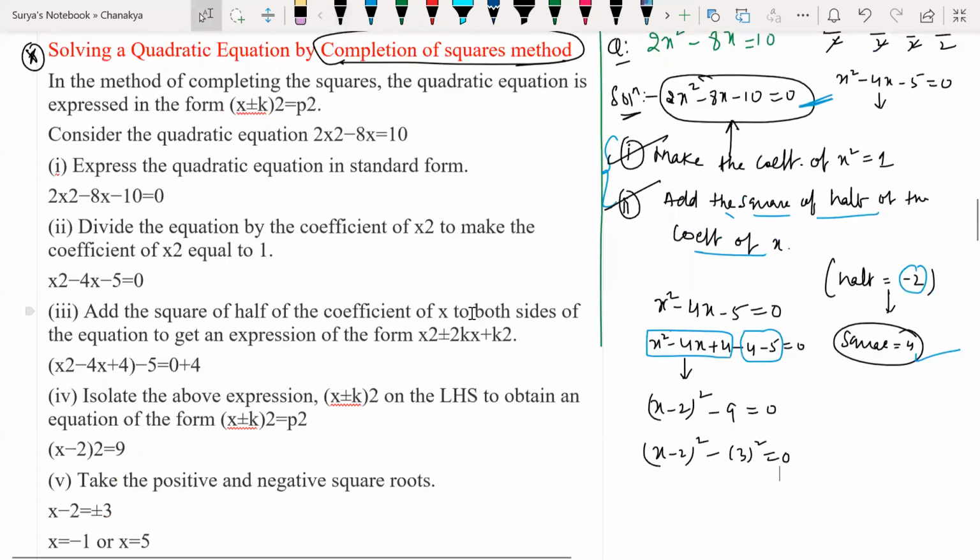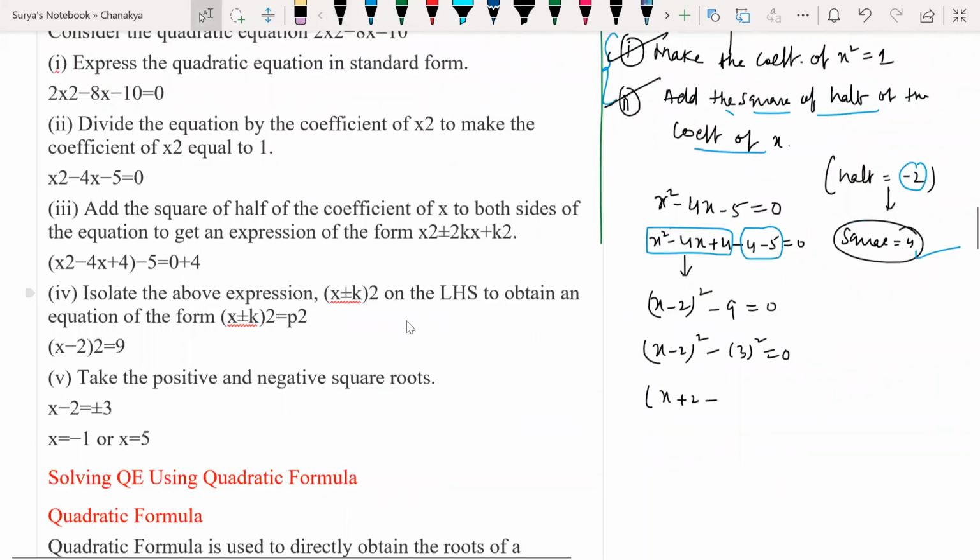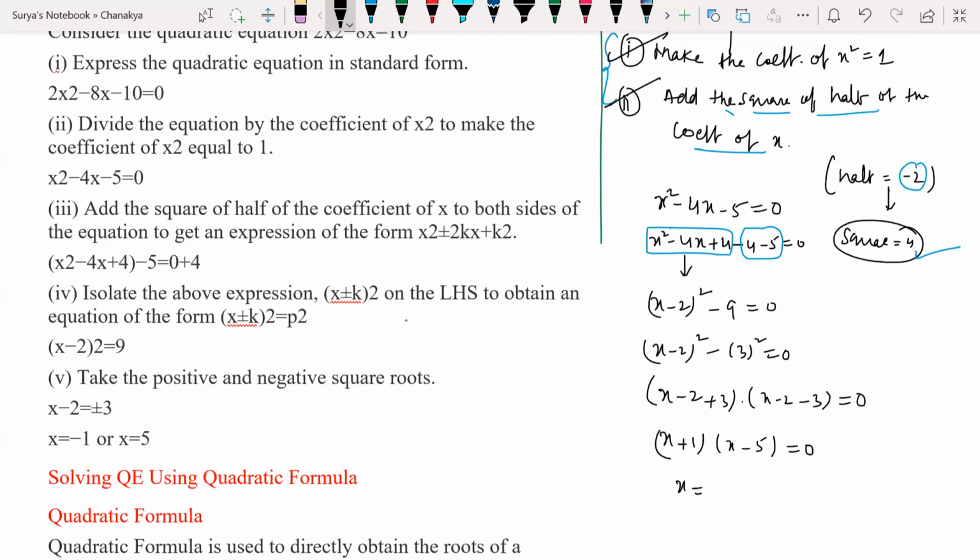Getting my point? Isn't it, a square minus b square? So a plus b into a minus b, right? What is a here? A plus b into a minus b is equal to 0. So x plus 1 into x minus 5 is equal to 0. So x is equal to -1 or x is equal to 5.